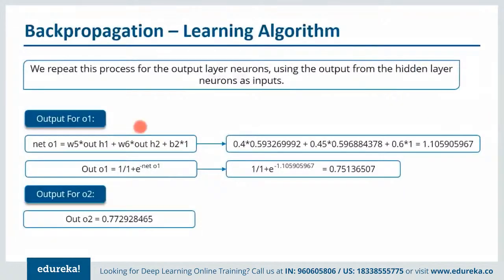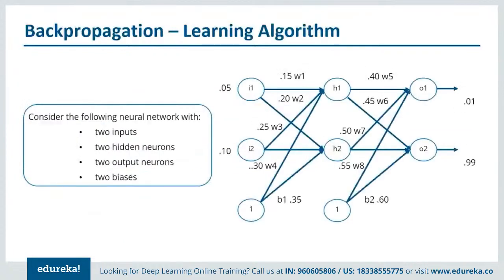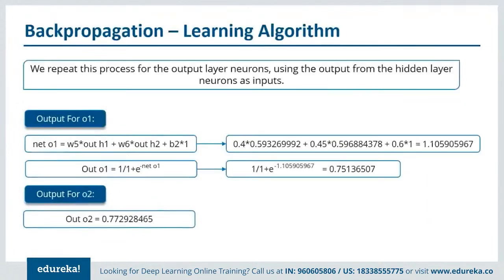Next up, we are going to repeat the process for the output layer neurons as well. For the output layer, the net input will be W5 into out of H1, plus W6 into out of H2, plus B2, that is the bias. So we get the output somewhere like this. Then the net output for O1 after the activation function will be 0.751. Similarly, the output for O2 will be 0.77. Now, if you notice, this is not the desired output. Our desired output was 0.01 and 0.99. What we got instead was 0.75 and 0.77. So we need to update the weights.